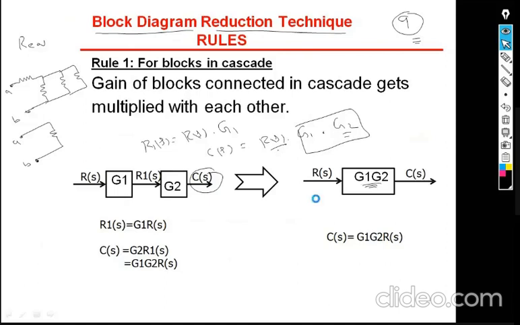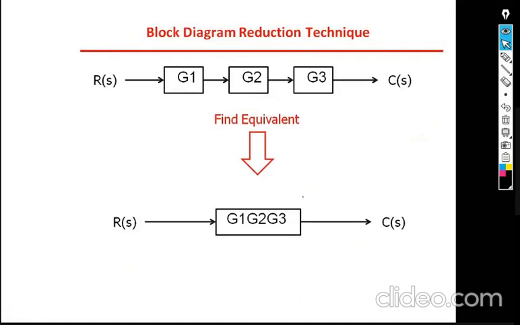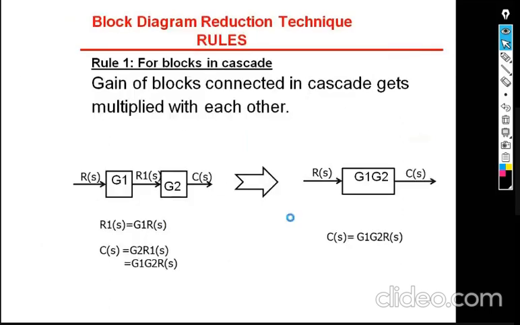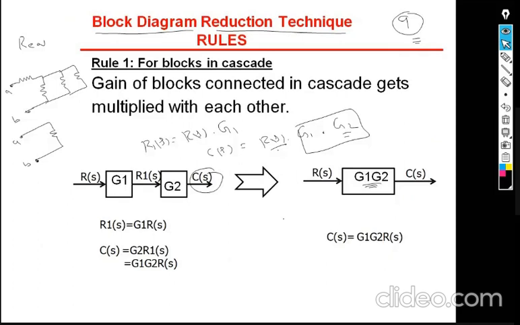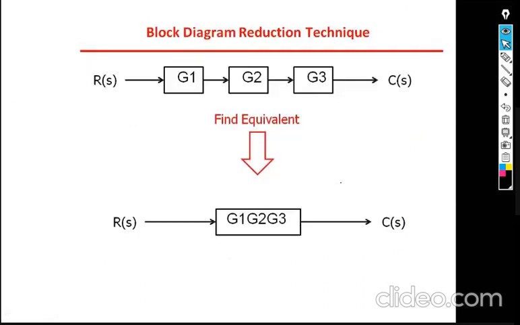Now if three blocks are connected in series, as usual G1, G2, G3 connected in series, then the resultant block will be G1 into G2 into G3. So the final conclusion of rule number 1 is, if the blocks are connected in series, then the resultant block will be the product. In the same way, if two resistances are connected in series, then the resultant according to Ohm's law is R1 plus R2. Like this, here two blocks are connected in series, then the resultant will be the product.